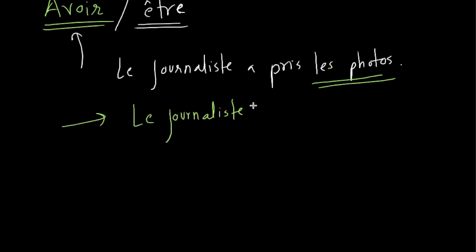Le journaliste a les pris. No, it goes before the auxiliary verb. Les a pris, yeah. And because this is a direct object, now we'll have to match. Yes. Now, direct object is coming before the verb, the auxiliary verb. Even though we are using avoir as an auxiliary verb, the past participle now has to match the gender and number of the direct object pronoun.